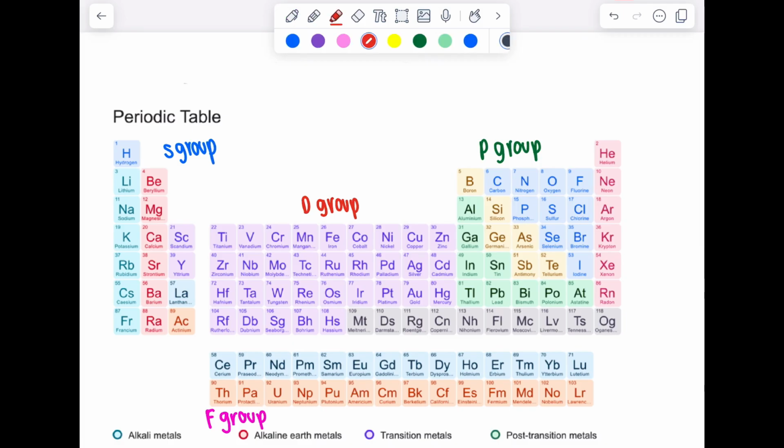Now we're just going to highlight the groups to be more organized. So again, this is the S group.